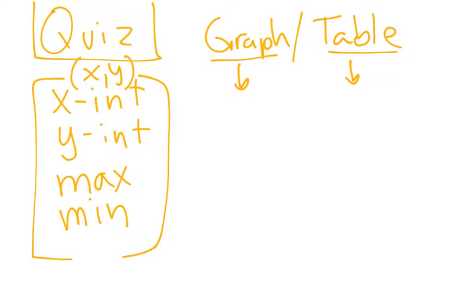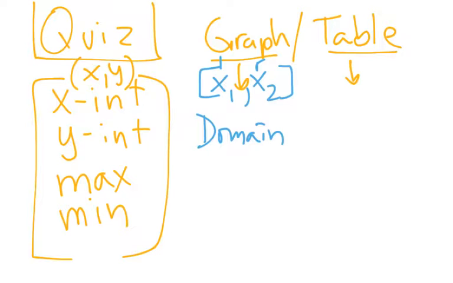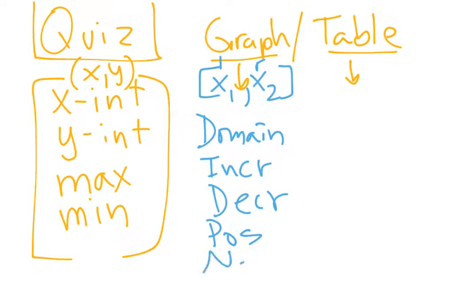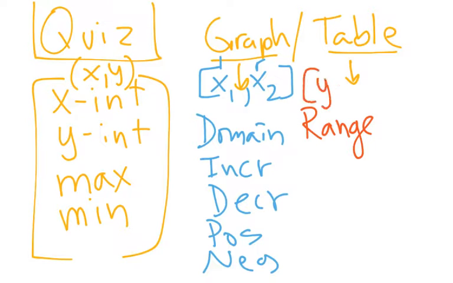Okay, we are also going to do our intervals, right? Which is an x-coordinate and another x-coordinate, usually left to right. And that's domain, and not range, because range is slightly different. Increasing, decreasing, positive, and negative. Okay, range is still an interval, but it is the lowest y value to the highest y value. That's the one that's different with intervals.